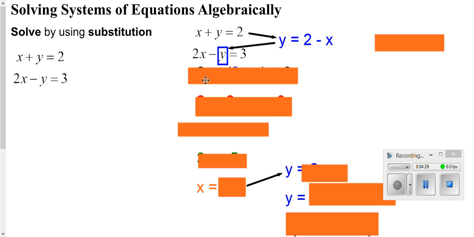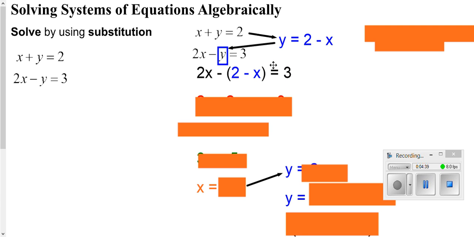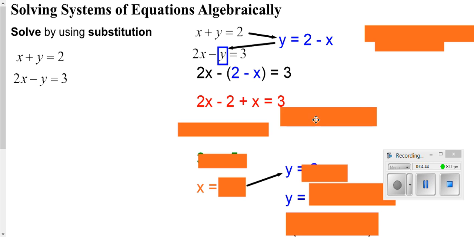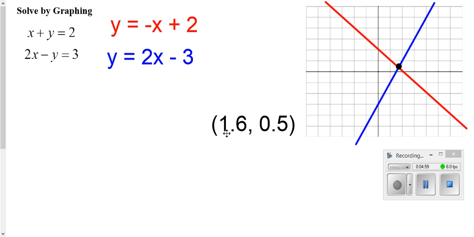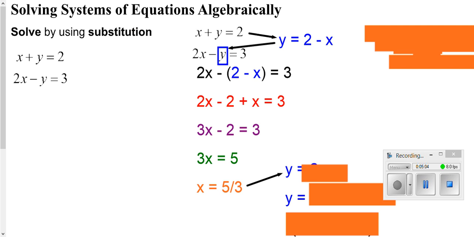So I'll go 2x minus, now instead of writing y, I'm going to write what y is. It says y equals 2 minus x, or 1x. So I'll plug that in, still equal to 3. Now I need to solve this for x. Distribute through the negative sign, which switches this here to a plus, solve it for x, and I end up getting x to be 5/3, which is 1 and 2/3. Now, you'll notice back here we had said about 1.6 to 1.7. Well, our answer is within reason then.